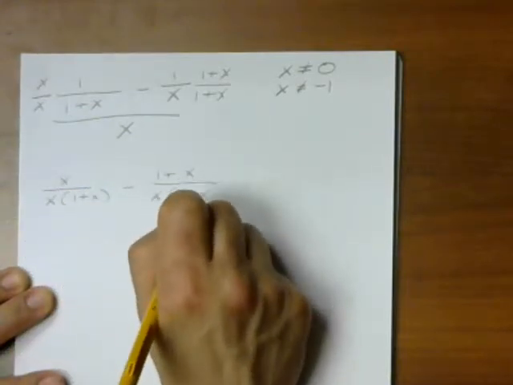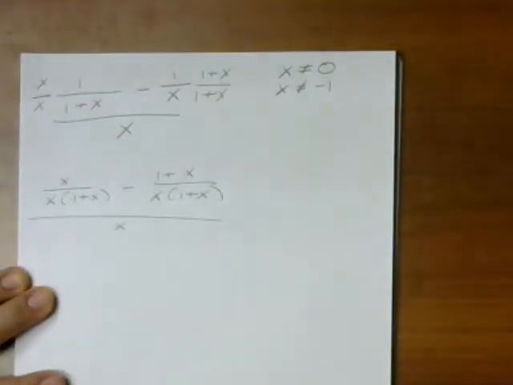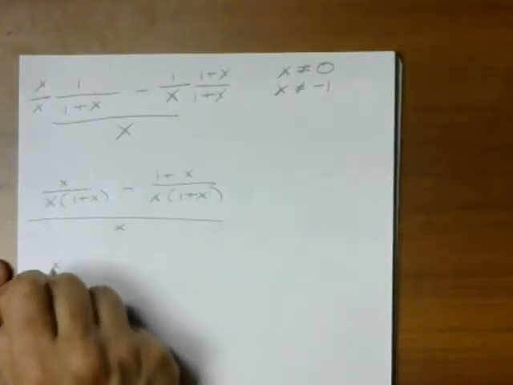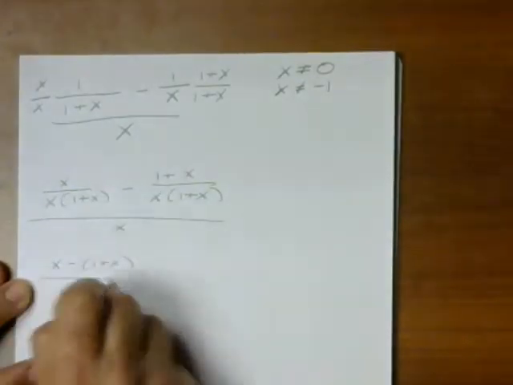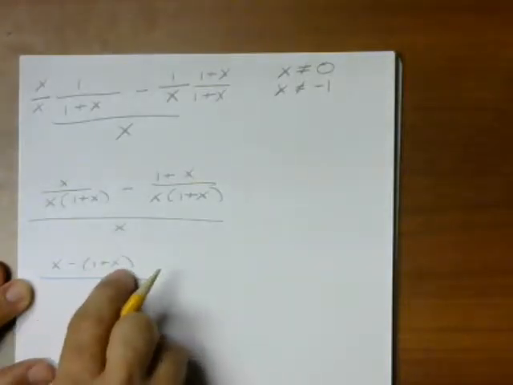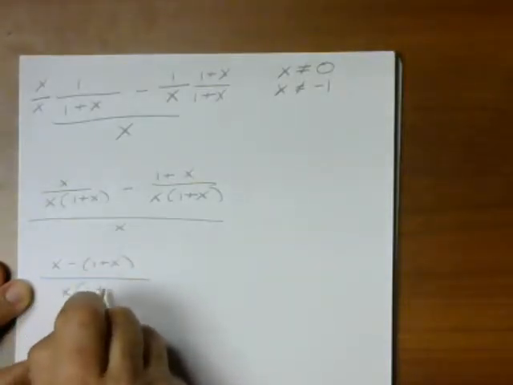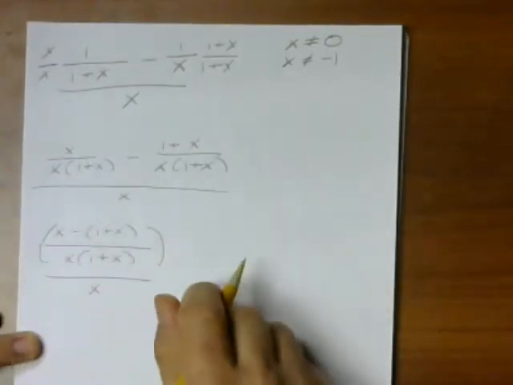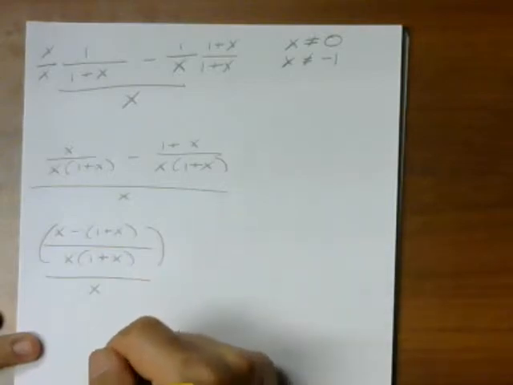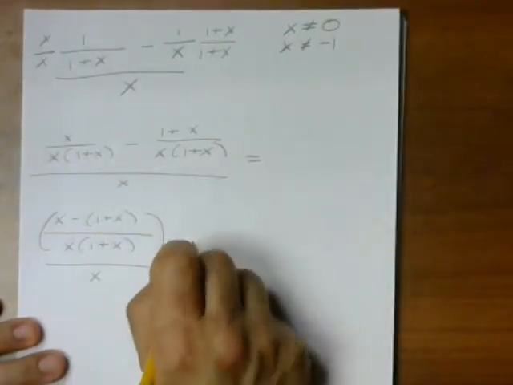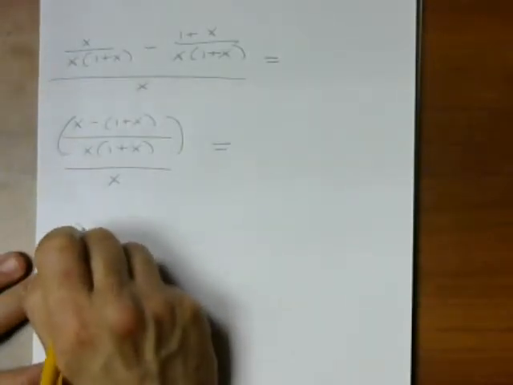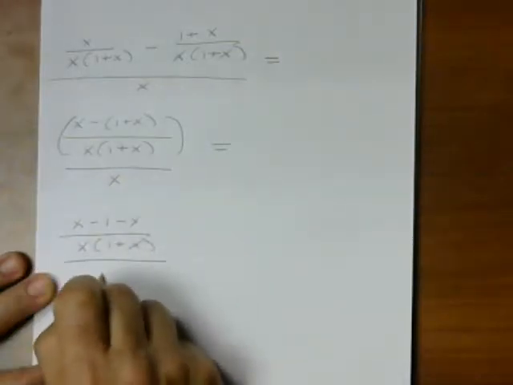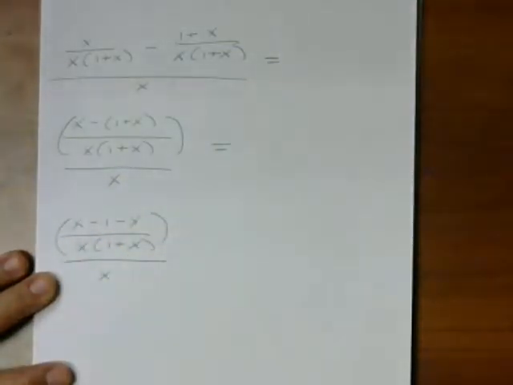This is no different, really. I have a little more height here. I still have to remember that I'm subtracting not just the 1, not just the x, but the whole 1 plus x. But here I do have to be careful to make sure I remember what's going on. At this point, I get x minus 1 minus x over x times 1 plus x over x, again like that.